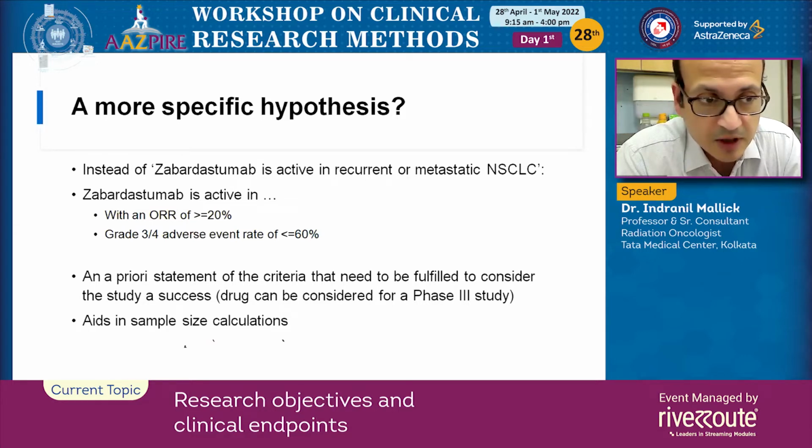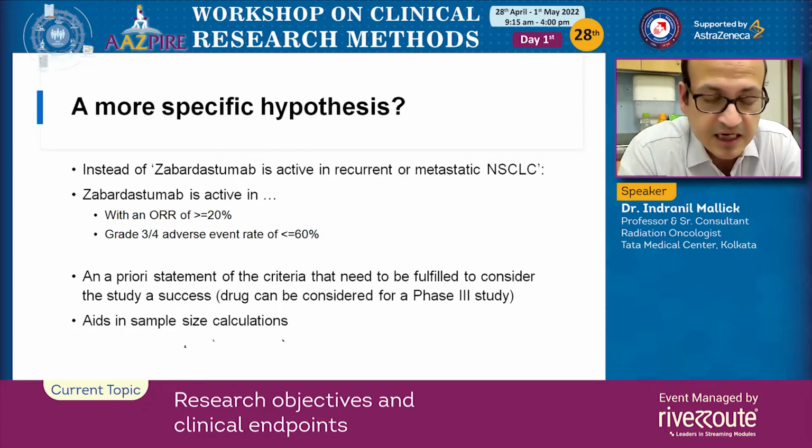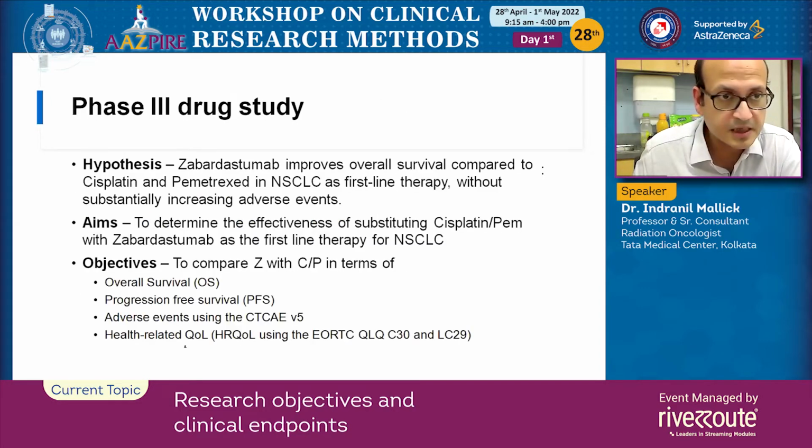Now, an a priori statement of these criteria may need to be fulfilled to consider the study a success, to take it forward into the next phase. And it's also important because it aids in sample size calculations. You don't need to frame it in the hypothesis for that, but if you are very clear about the percentage ORR or the adverse event rate, then you will be able to calculate the sample size for your phase 2 study more specifically.